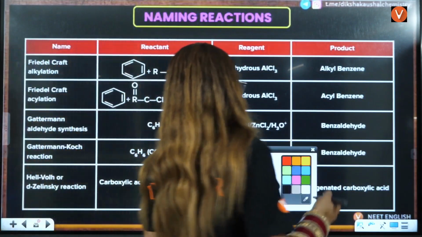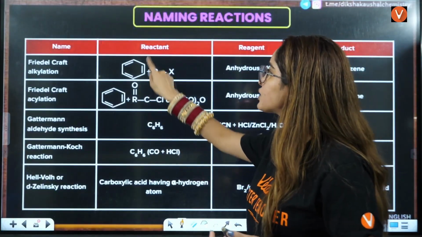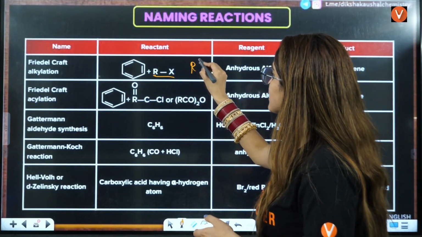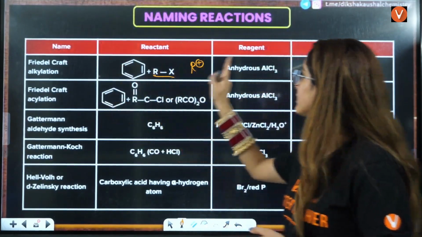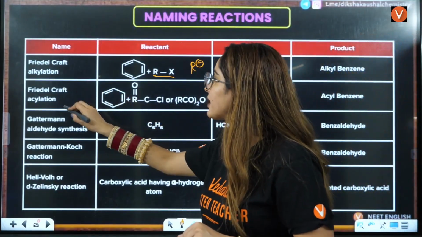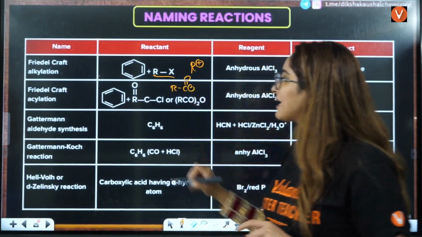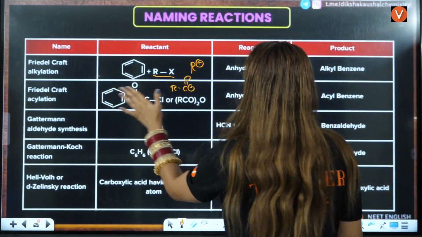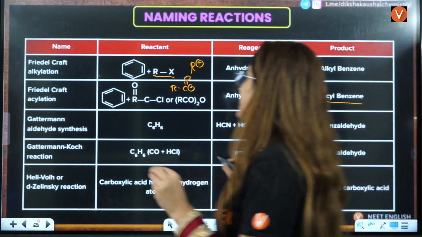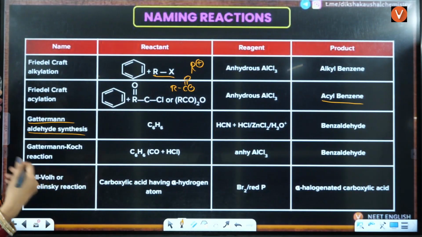Next we have some other naming reactions, right? Friedel-Crafts alkylation. In this case, you will have benzene and RX here. The formation will be R positive, the electrophile, that will directly attack here in the presence of anhydrous AlCl3, which is a Lewis acid, okay? So in Friedel-Crafts acylation, you will have the formation of RC double bond O positive. That is again going to attack on this benzene and hence you will have the formation of acyl benzene here, right? Gattermann aldehyde synthesis. So that is the Gattermann-Koch reaction.